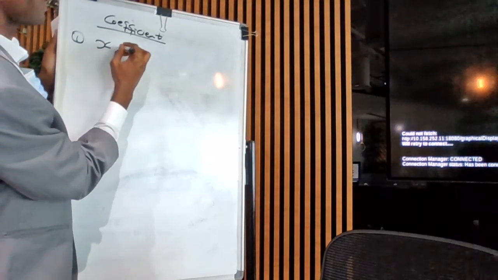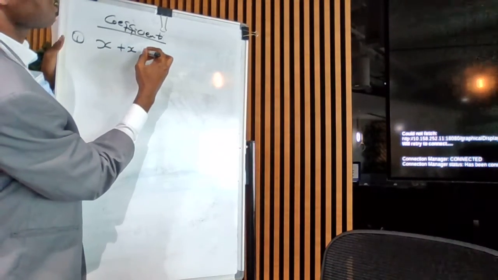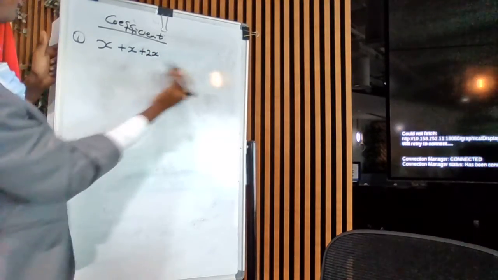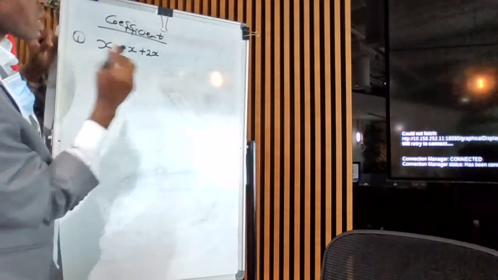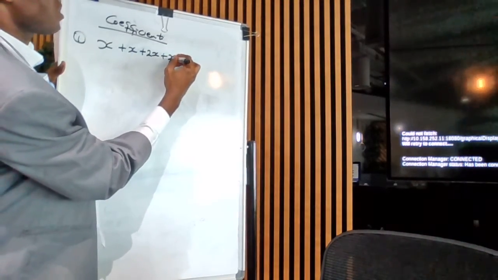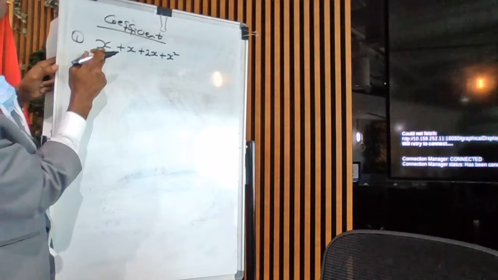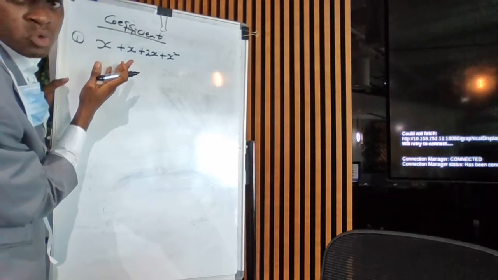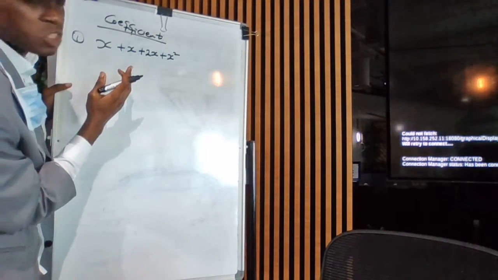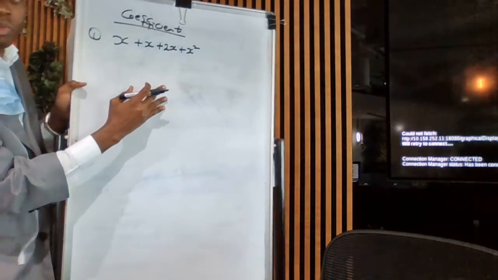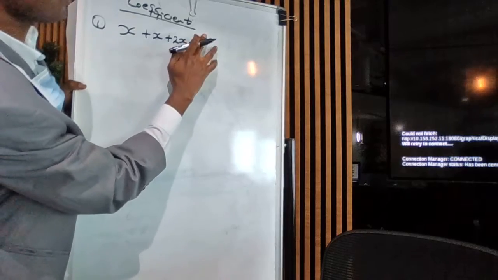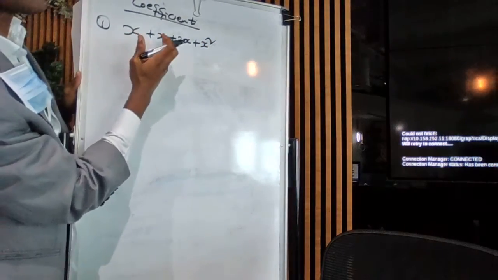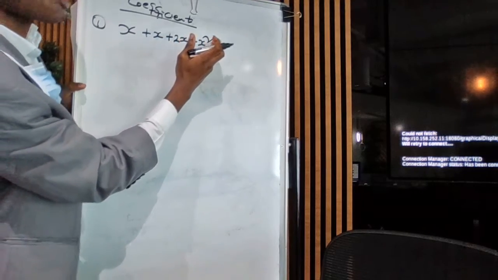if you have a question s plus x plus 2s, if they ask you what is the coefficient of, let's look at the question, s plus 2s plus s squared. In this question, if you are asked what is the coefficient of x, this is s plus x plus 2s plus s squared.